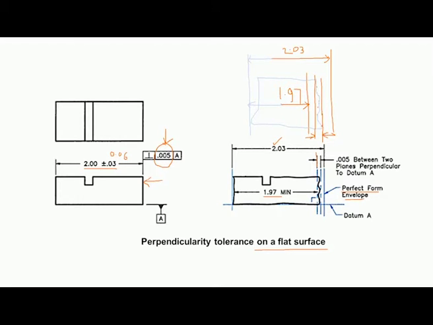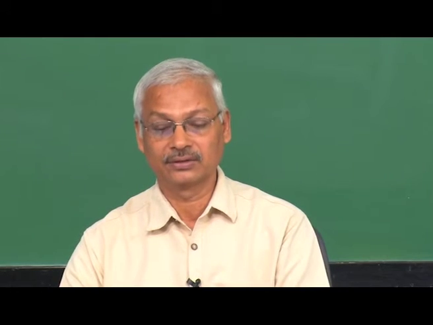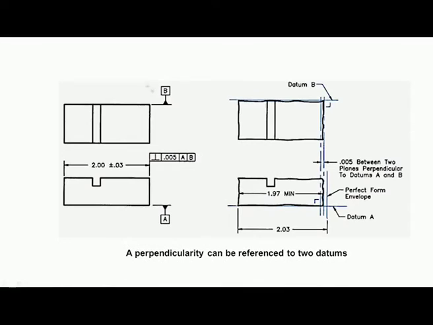That means this particular component should satisfy both size variation as well as form variation. And sometimes two datums are specified. So, in that case this particular surface should be perpendicular to this datum as well as this datum. So, with respect to these two, we should conduct the test.